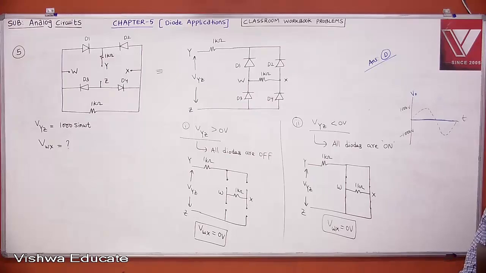Then we will solve the remaining classroom workbook problems. I'll explain what a Zener regulator is, how it is regulating, and why the output voltage is almost constant. Then we will see problems. I'll give you 1.5 minutes. Try to solve it. Try to note it in your notebook.